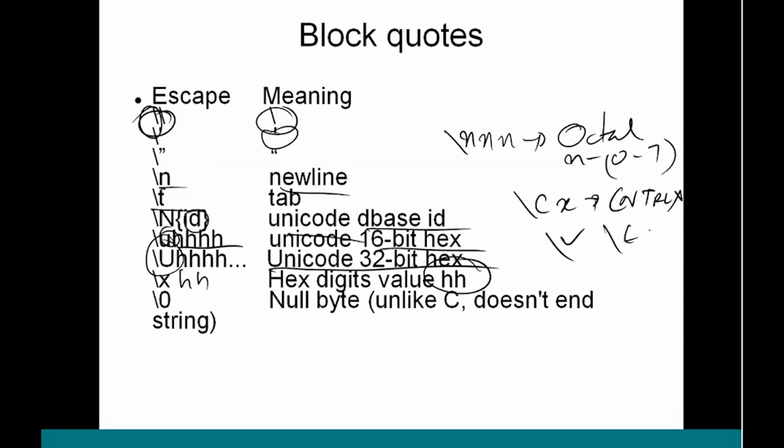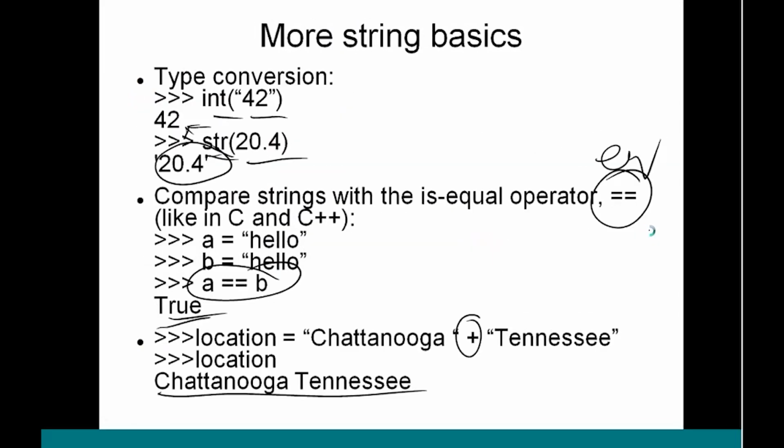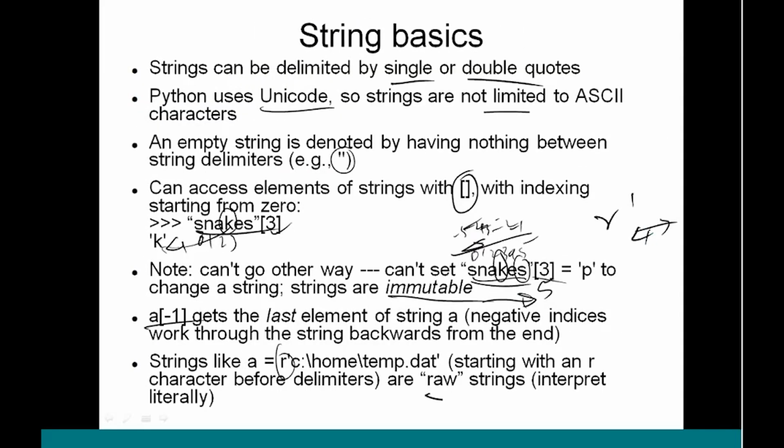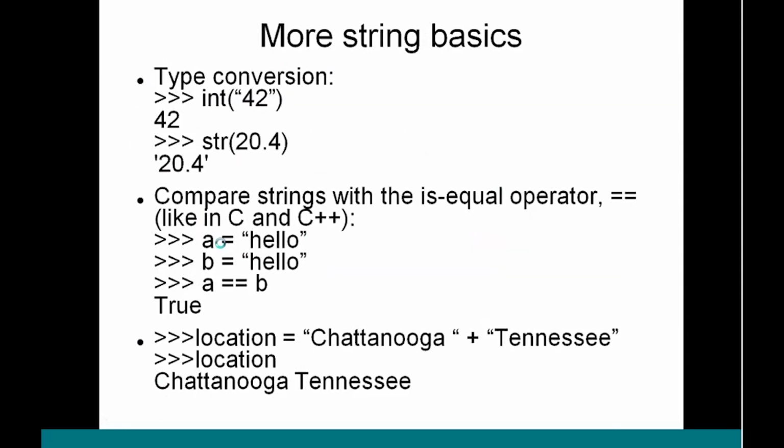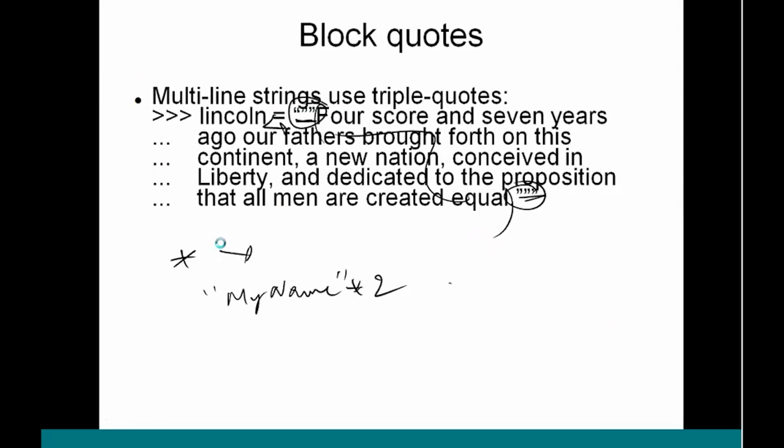One thing that I also want you to understand is that you can specify slices. You can have a small slice like 0 to 3, which basically gives SNAK. So that kind of slicing is also possible.